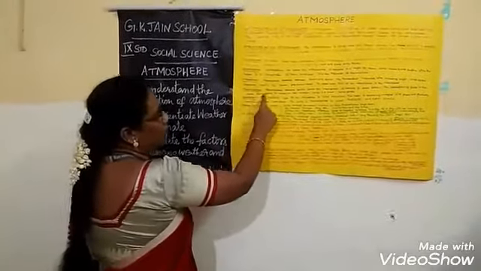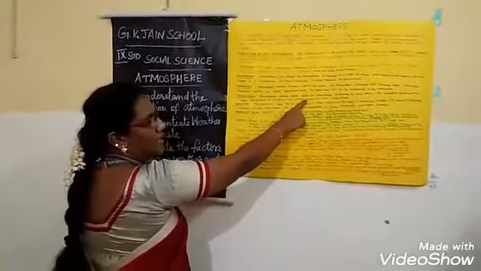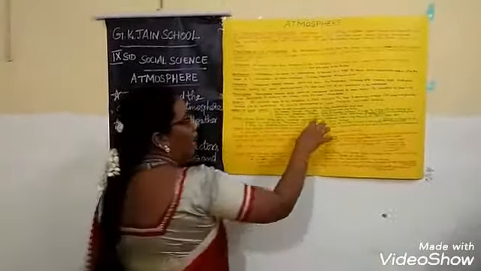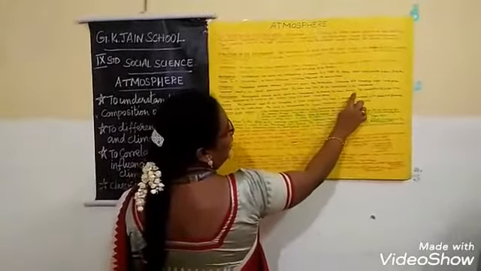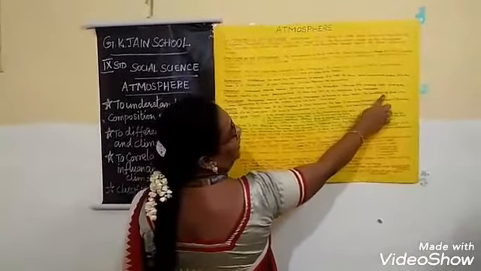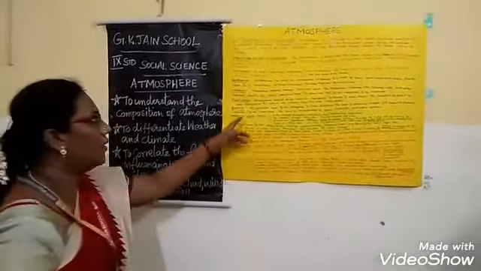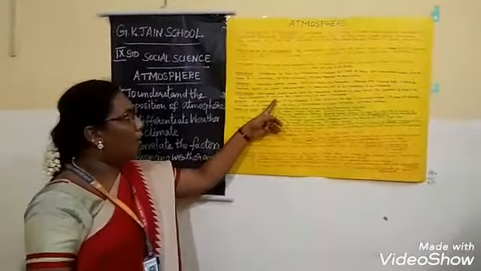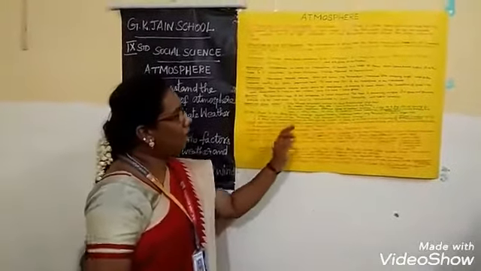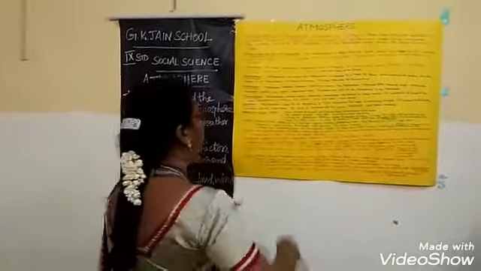Next one is thermosphere. Thermosphere exists above the mesosphere. It extends to about 600 kilometers. The composition of gases in the lower thermosphere is more or less uniform. Hence, it is called homosphere.